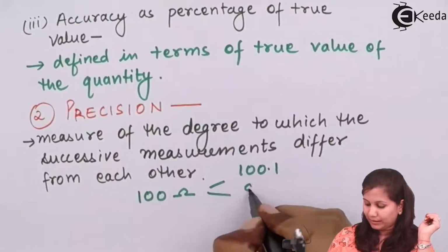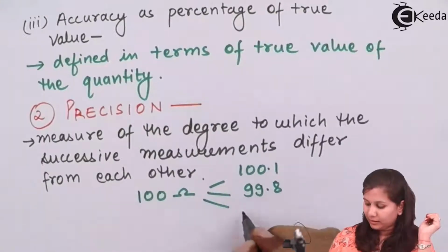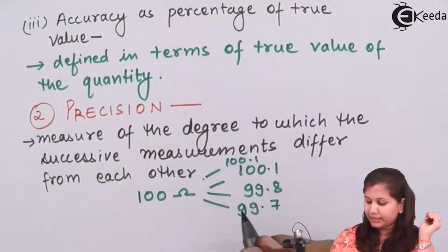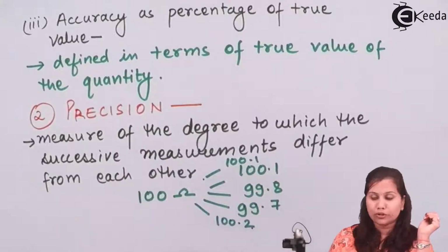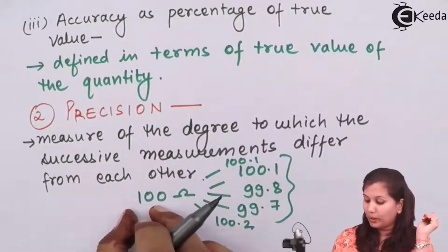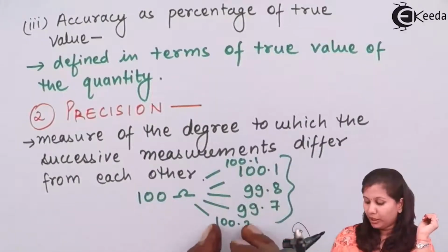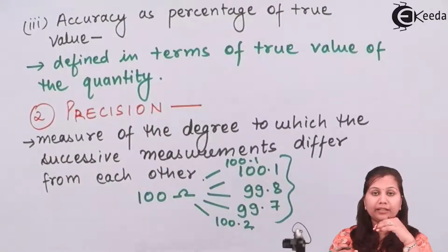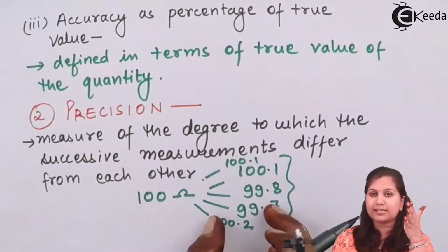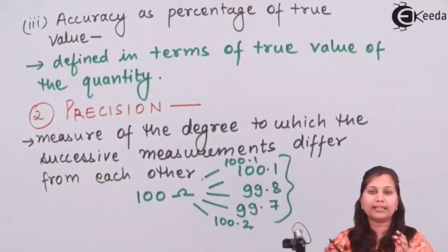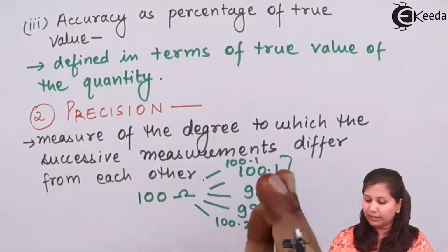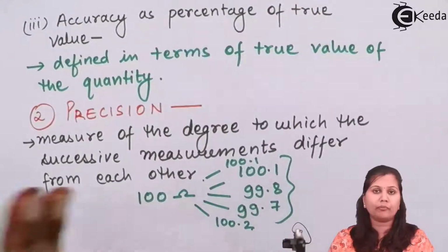100.1, 99.8, then 99.7, or we are getting 100.1, or we are getting 100.2. So these are the 5 readings. Now if we see these 5 readings, they are not equal to the true value, but they are very close to each other. The difference between the successive measurements is very small. So that is called precision. If the difference is very small, then we get a very high precision, and if the difference is very large, then we get a low precision. So precision is defined as the measure of the degree to which the successive measurements differ from each other.